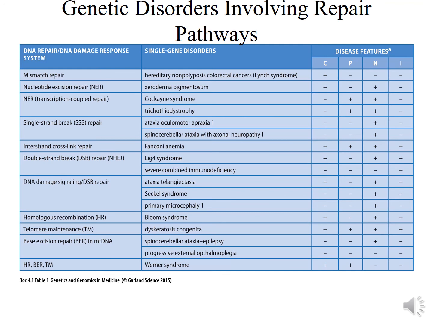So you can see that in some of these, for example, interstrand cross-link repair Fanconi's anemia, you would expect to have deficits throughout all four of those clinical parameters: cancer, progeria, neurological, and immunodeficiency. Whereas some are focused in one particular area, mismatch repair is fairly only associated with colorectal cancer.